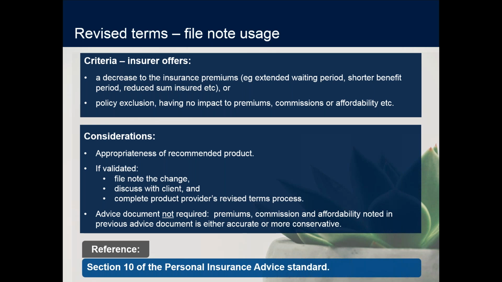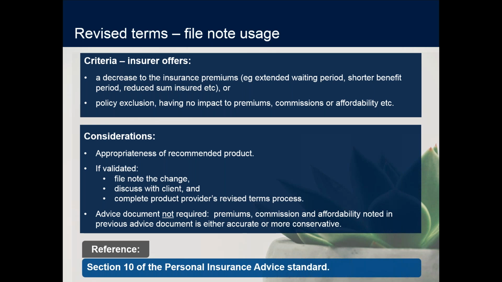Where the insurer comes back and offers a decrease to the insurance premiums, that could be because they're extending the waiting period, or a shorter benefit period, or they're reducing the sum insured. Or the insurer is offering an exclusion on a policy that we've put into underwriting, and as a result of an exclusion, it doesn't impact the premium, the commissions, or the affordability. Let's be mindful of those things going into our next consideration part of the process.